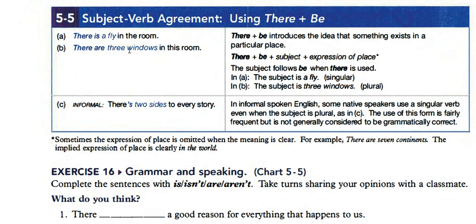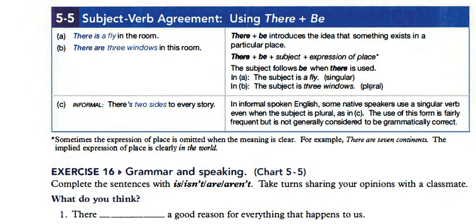There are 3 windows in this room. So we look at the same place as well, and we calculate how many windows, or maybe in other rooms we can calculate how many doors. So here, there be, subject plus expression of place. The subject follows be when there is used. In example A, a fly is singular, and in B, 3 windows are plural. So I think it's very simple for all of you to guess and understand what's going on here. I don't think that lesson will be hard for you.